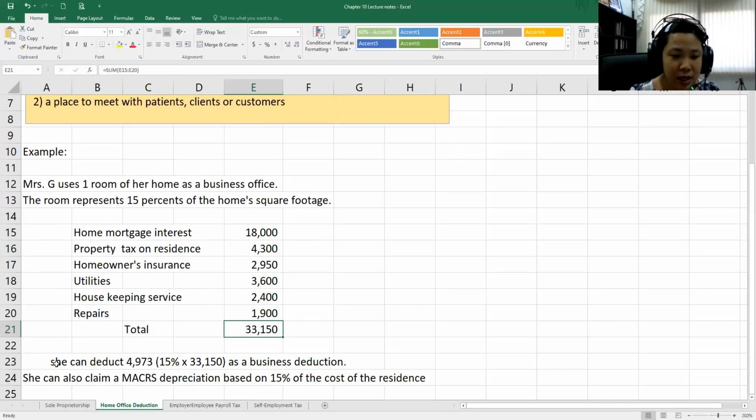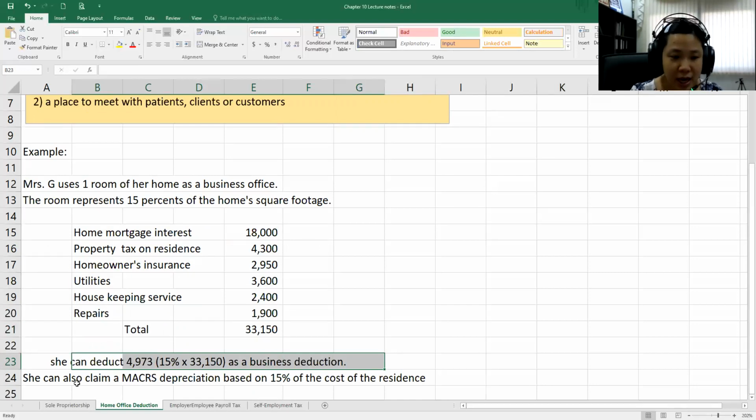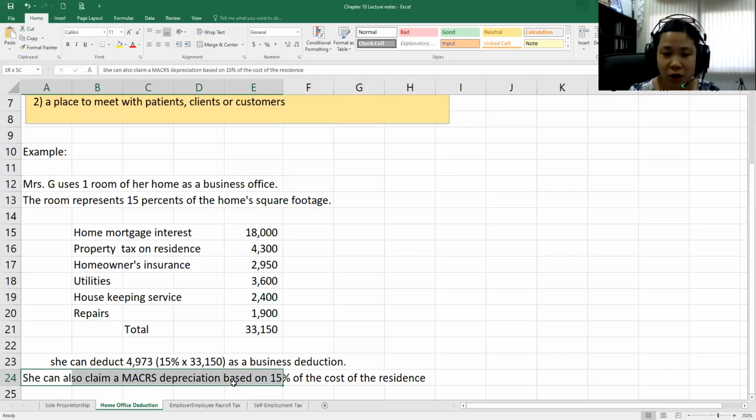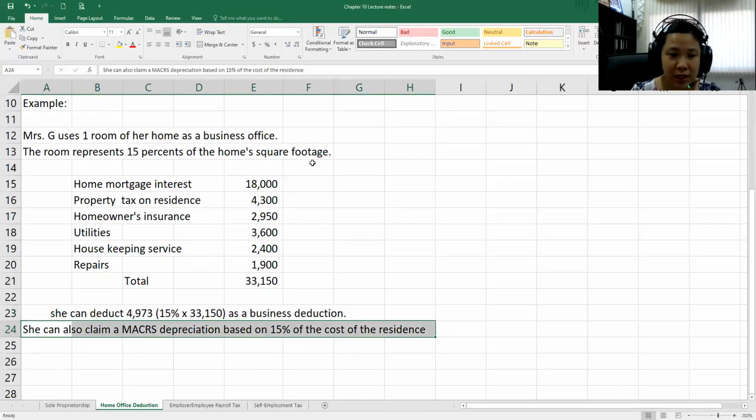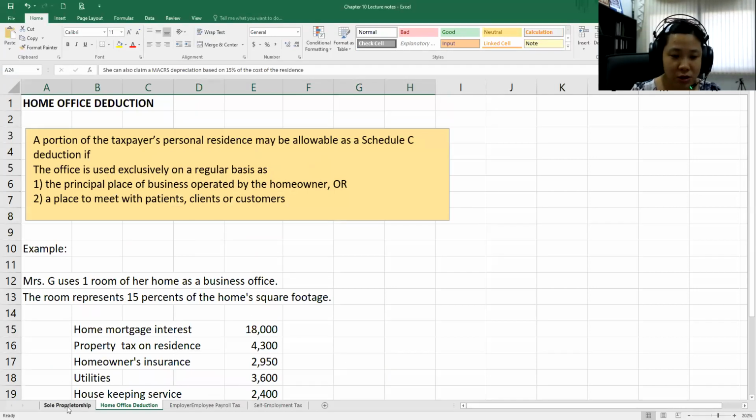So it means she can deduct 4,973 as business expenses. And she also can claim depreciation for her business based on 15% of the cost of the residence. So remember, if you use a room in your home for the office, you can deduct a part of your home expenses as business expenses in Schedule C. All right, so that is for sole proprietorship.